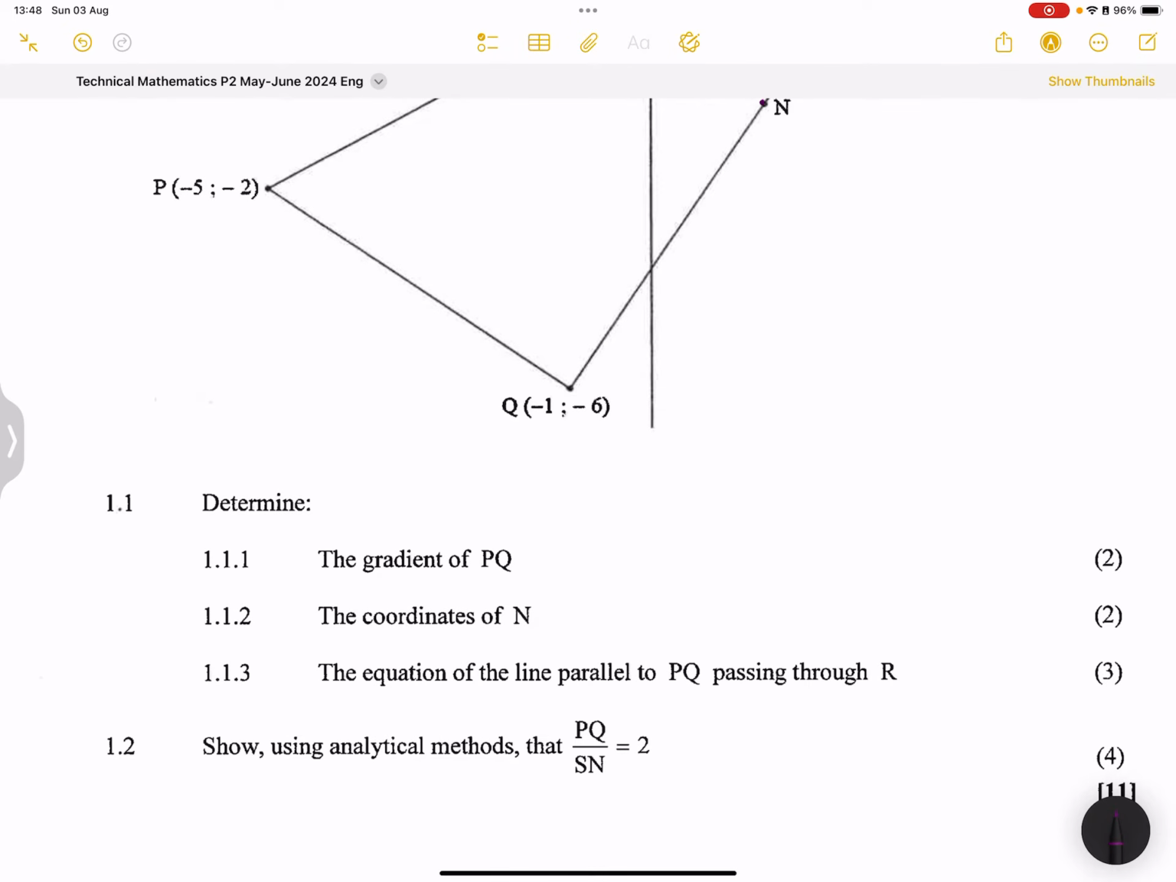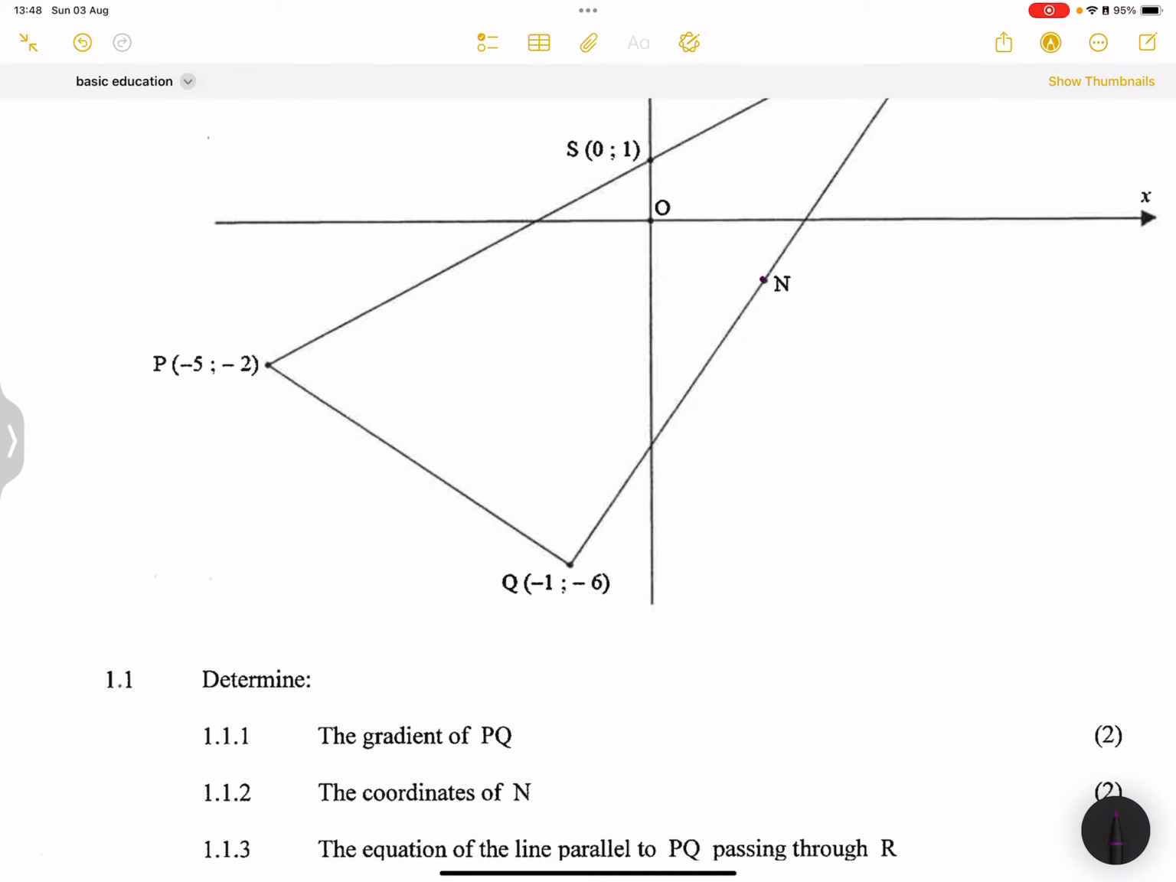Right, so let me write it over there so you know that the gradient is change in y divided by change in x. We can write it simply as y2 minus y1 divided by x2 minus x1. So I'm going to take P as my 2 in this case. So it's yp minus yq divided by xp minus xq. Now please remember to keep the same order. So when you start with P on the y, start with P also on the x.